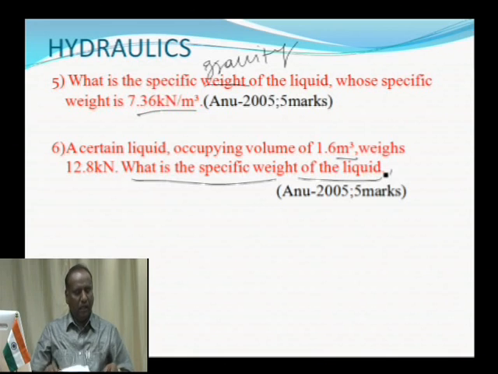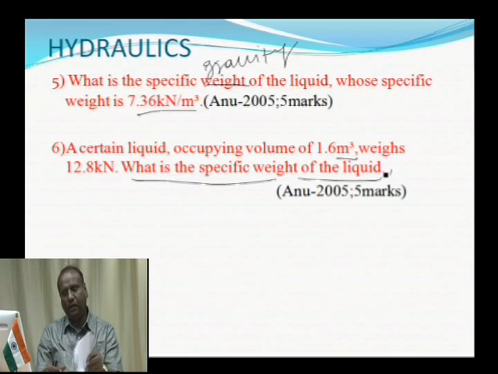Now, density is defined as the mass per unit volume of a fluid, and it is expressed in kg per meter cube. The specific weight of a fluid may be defined as the weight per unit volume, and it is denoted by small w, where the specific weight of water is given by 9.81 kN per meter cube.